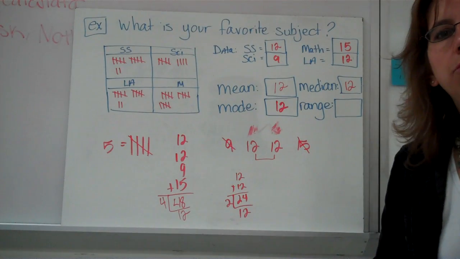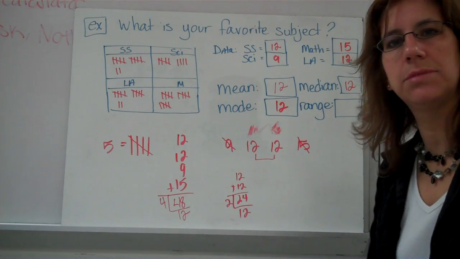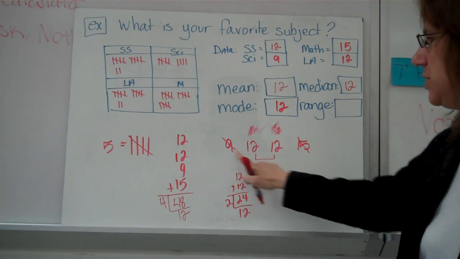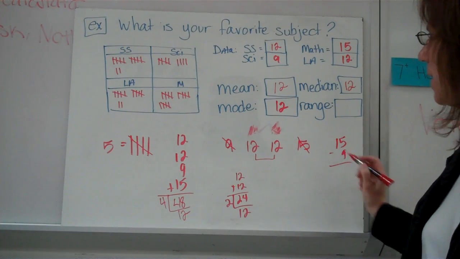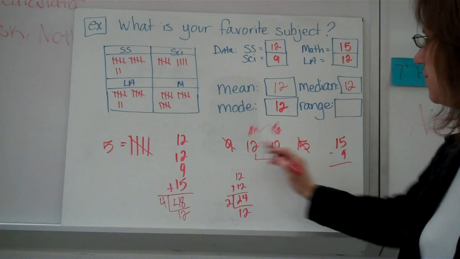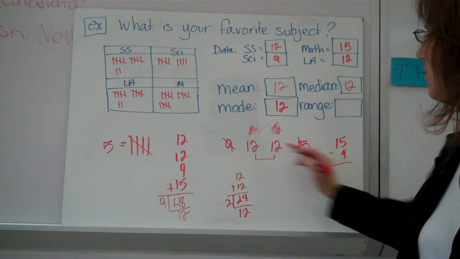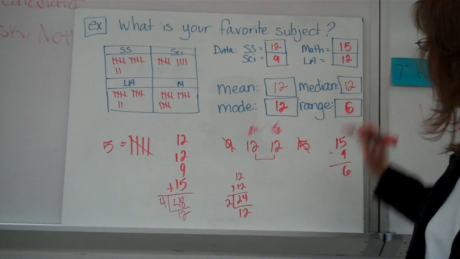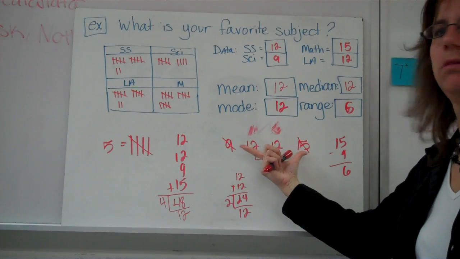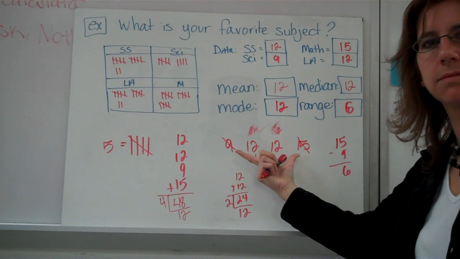All right? And range, we're going to take the largest and smallest values, which here are 15 and 9, subtract them, and the span of numbers, starting from 9 to 15, the data set falls in between 6 data points. The span of numbers is 6.